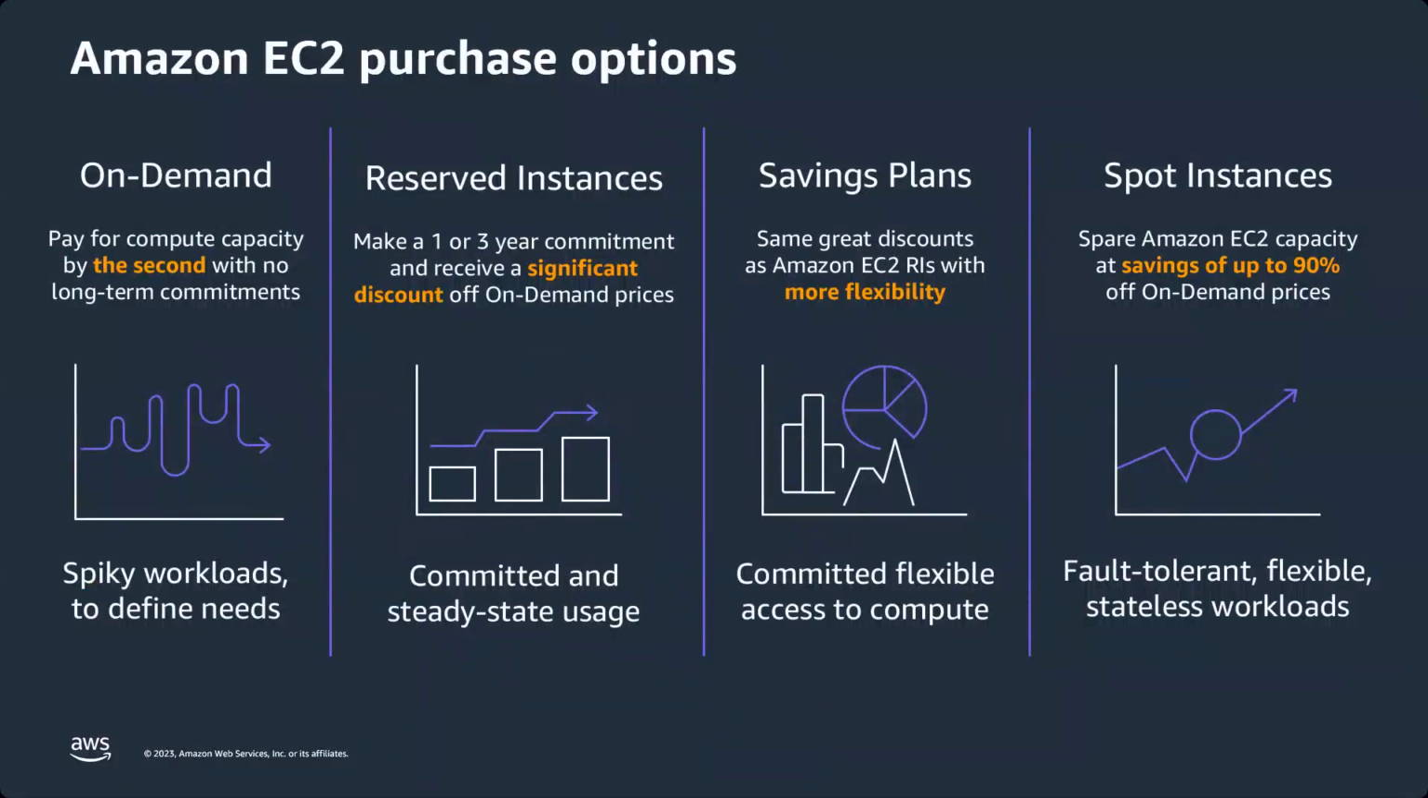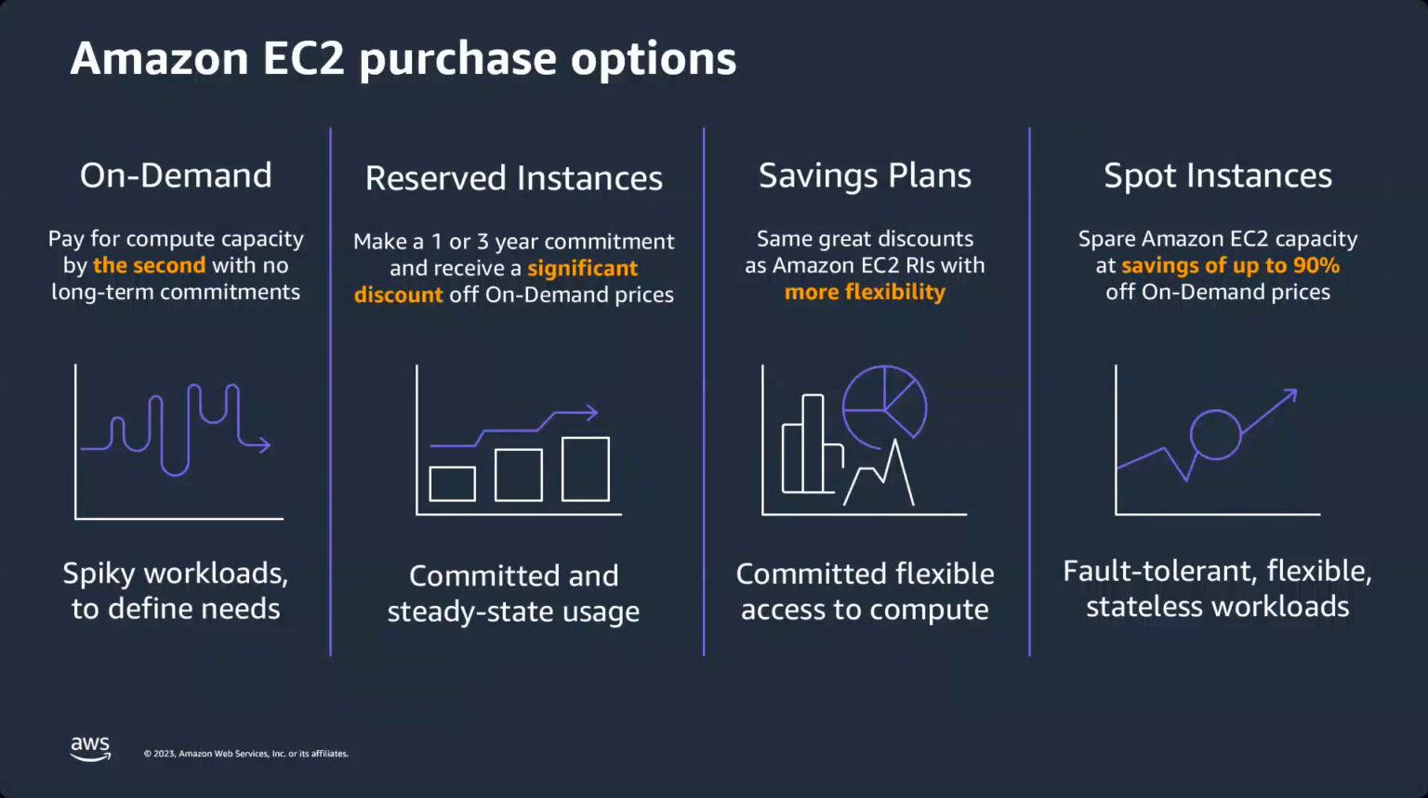Okay, so now we get to the different purchase options in Amazon EC2. The first purchase option is probably the one you're familiar with. It is the on-demand purchase option. With on-demand, you pay for compute capacity by the second, and there are no long-term commitments. The recommendation for on-demand is when you have spiky workloads or undefined needs.